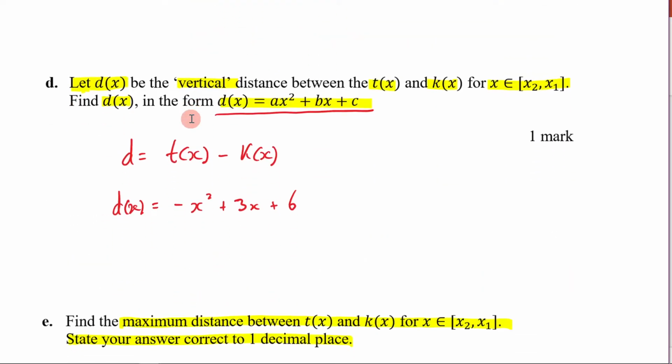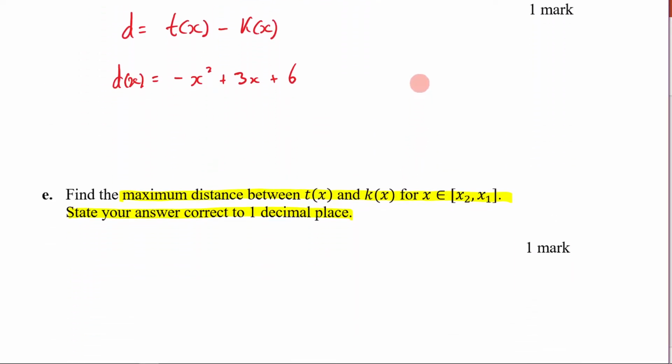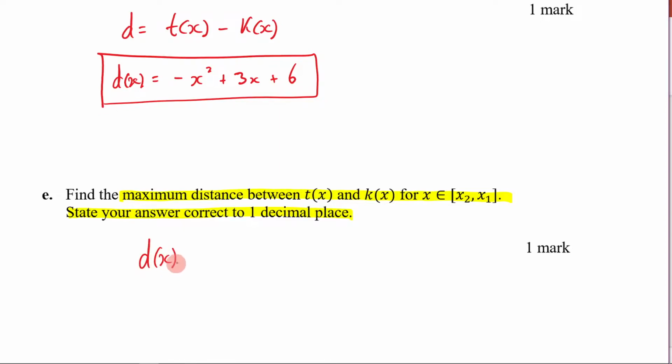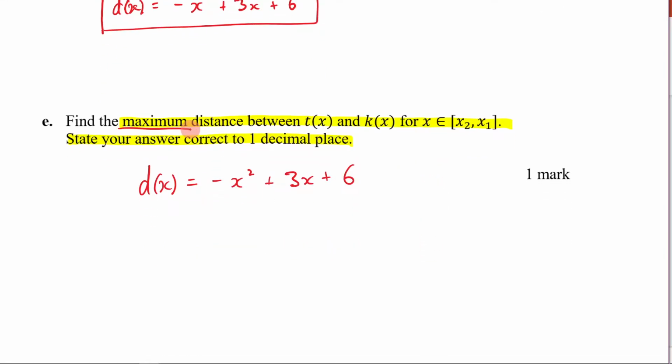Well, this is going to be very much related to what we did in the previous part. We had found in the previous part a function that tells me the distance between the two graphs. Amazing. So when it's asking us to find the maximum distance, we just want to find the maximum value of d of x. How do we find the maximum value of d of x?